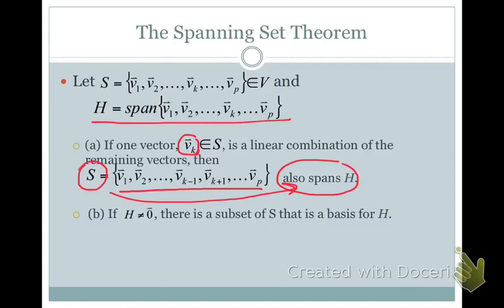So what does that say? It says that if I have a linearly dependent set of vectors, if I take out enough vectors until it becomes linearly independent, the linearly independent set still spans the subspace.